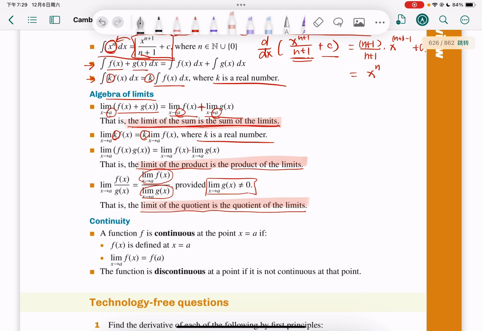Lastly, we'll want to talk about continuity. So what does it mean for a function to be continuous? If a function f is continuous at a point x equal to a, then fx must be defined at this point and the limit must be equal to the real value of the function. Or you can say the limit of fx when x is approaching a is equal to fa. The function is discontinuous at a point if it's not continuous.